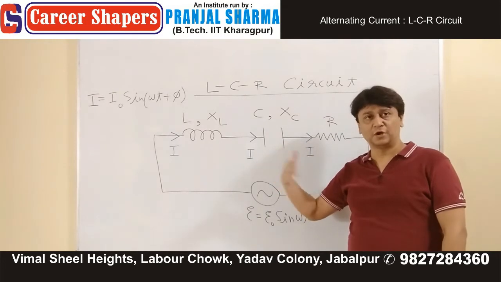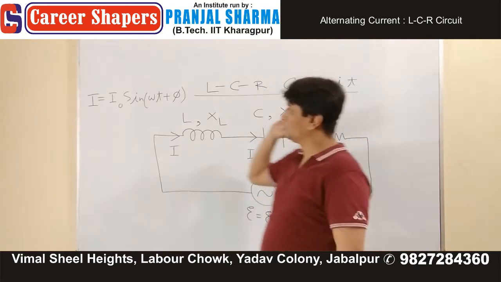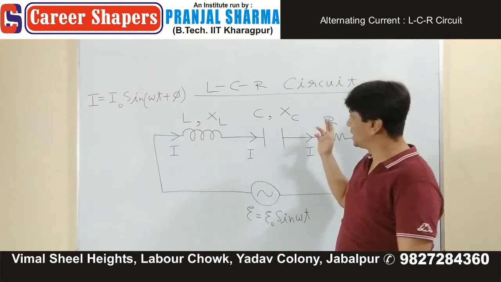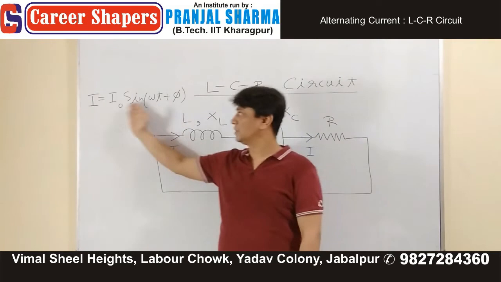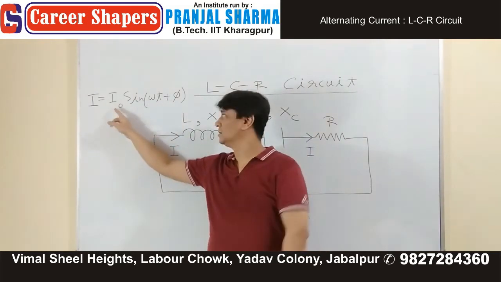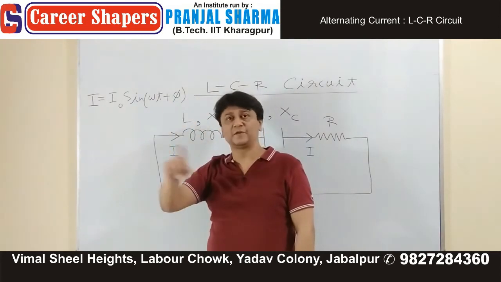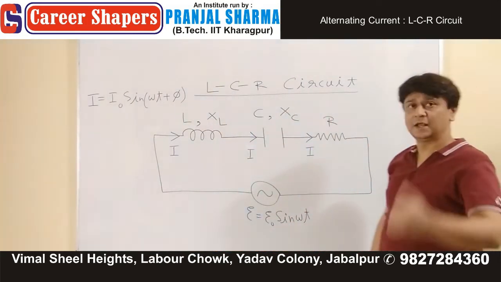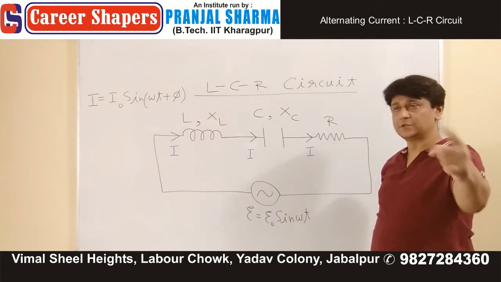A brief revision, in half an hour you can do that, and if you do that, you can answer questions like these. When L and C were not present, only R was present, this phi was 0. The shape was only of this type. There was an I naught, which was E naught divided by R, sine omega t plus 0, and we used to say that the phase difference between the potential difference across the ends of the resistor and the current flowing through the resistor is 0.